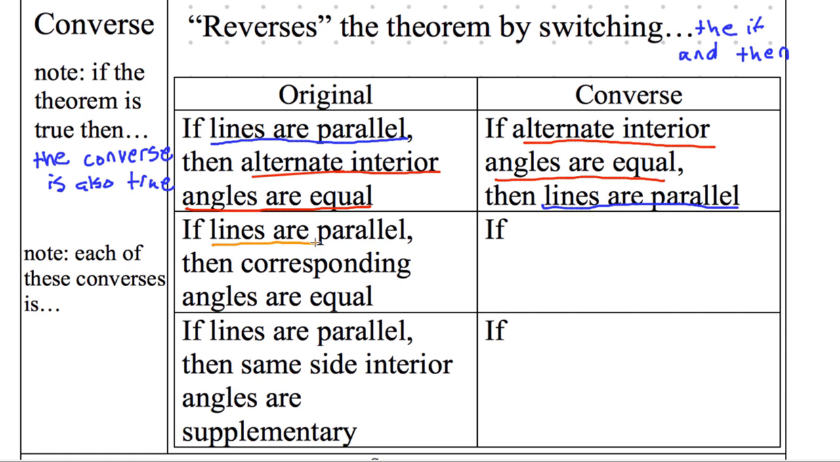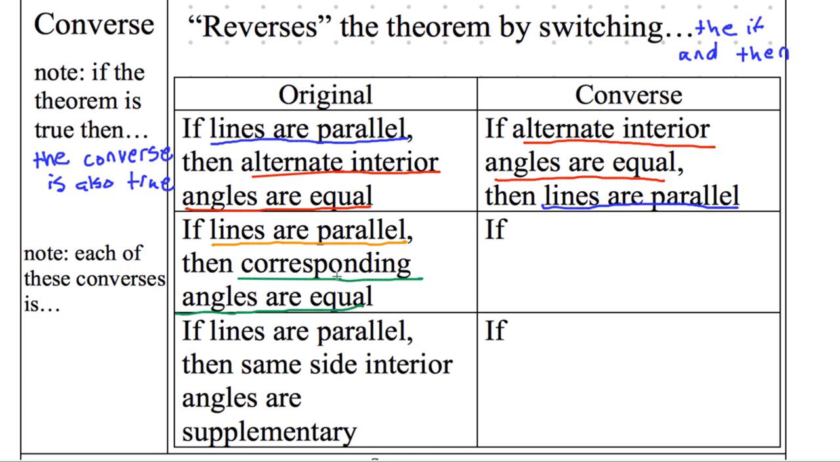I have lines are parallel, and then after that I have corresponding angles are equal. So what goes after my if statement? I need to switch these two. What goes after my if statement? Notice that you're just switching these two. Can I please get someone new? I really want to cold call on someone. I'm switching these two.